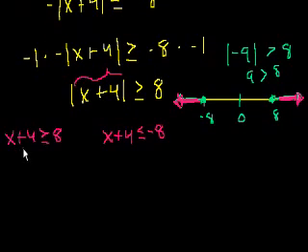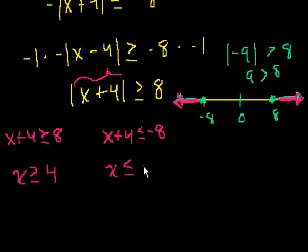So let's solve. x plus 4 is greater than or equal to 8. Subtract 4 from both sides, so you get x is greater than or equal to 4. Subtract 4 from both sides here, you get x is less than or equal to minus 12. So the solution here is x is greater than or equal to 4, or x is less than or equal to minus 12. And that is choice D.